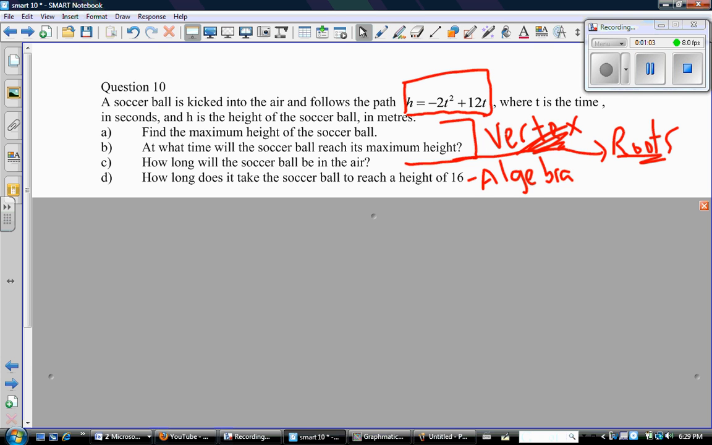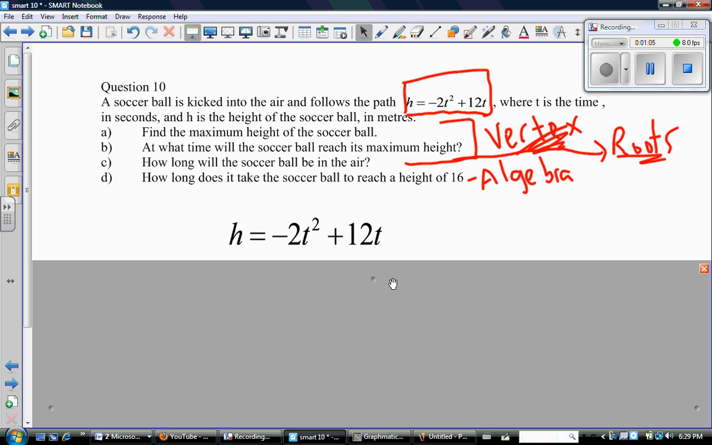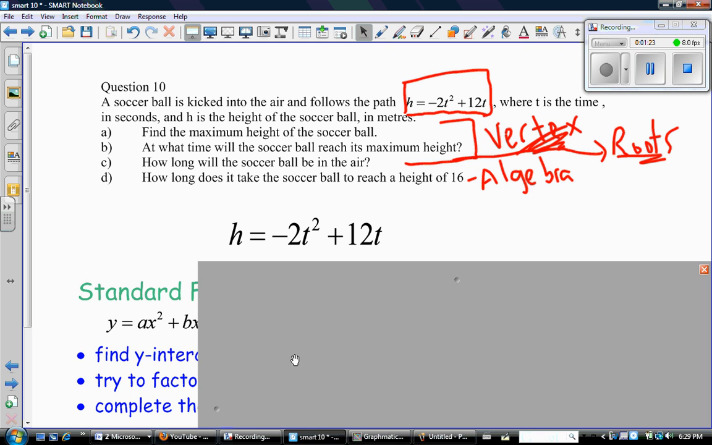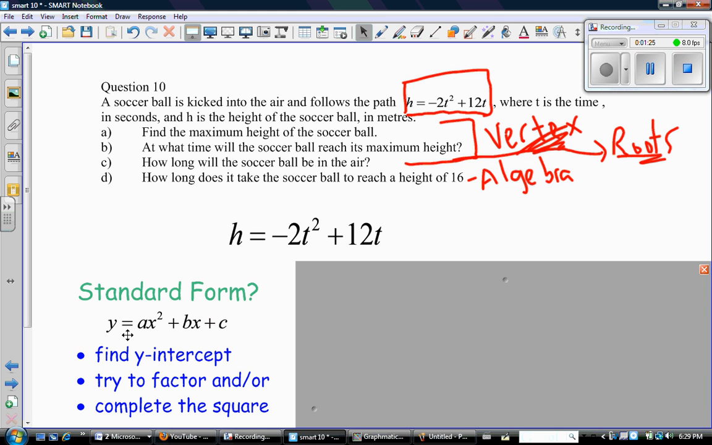Let's look more carefully at that particular equation we were given. Height equals negative 2t squared plus 12t. As always, the first thing you should do is think about what form this quadratic is presented in. Is it vertex form? Is it factored form? Or is it standard form? Well, this is obviously standard form because it looks the most like y equals ax squared plus bx plus c. Now the plus c is actually plus 0.